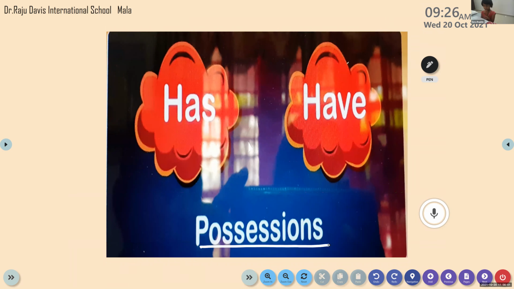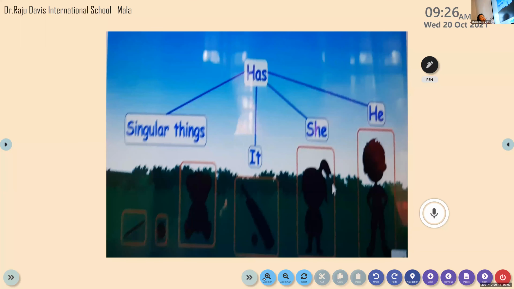Now let's learn the usage of has and have. Has is used with singular nouns and also with pronouns he, she, it. Clear to all of you? So similarly, like the usage of is, has is used with singular nouns and also with pronouns he, she, it. I hope it's clear. Has is used with singular nouns and also with pronouns he, she, it.